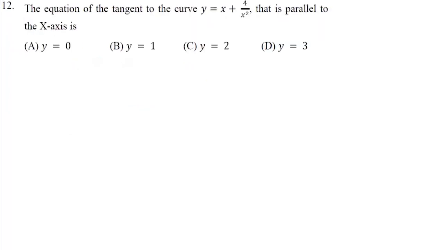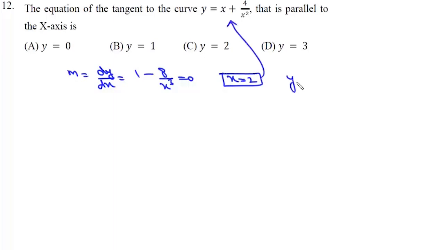Now here the question is, find the equation of the tangent to the curve that is parallel to the x-axis. Now if it is parallel to the x-axis, then its slope, which is m, dy by dx, must be 0. So it is 1 minus 8 upon x cube. It should be 0. So we'll get the value of x as 2. And if we put x as 2 here, we'll get y as 3. So this point will be (2, 3). Now if we draw a line parallel to the x-axis passing through (2, 3), the equation is given by y equals 3, and that's your option D.